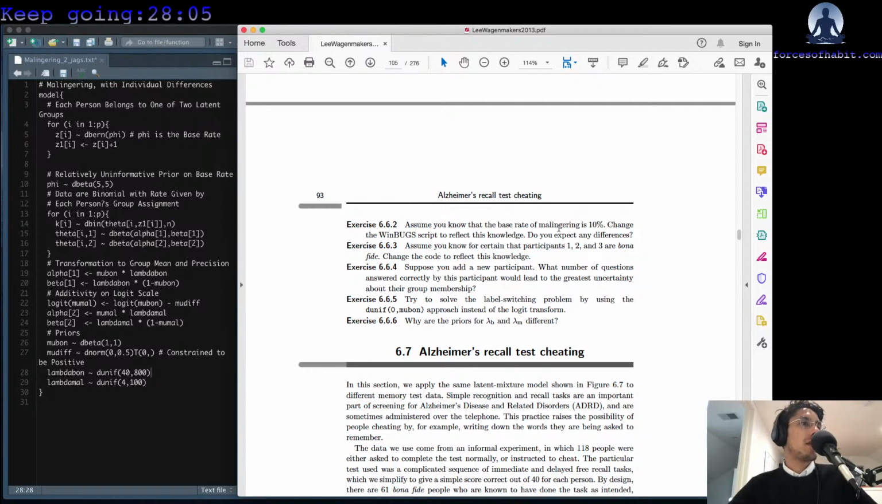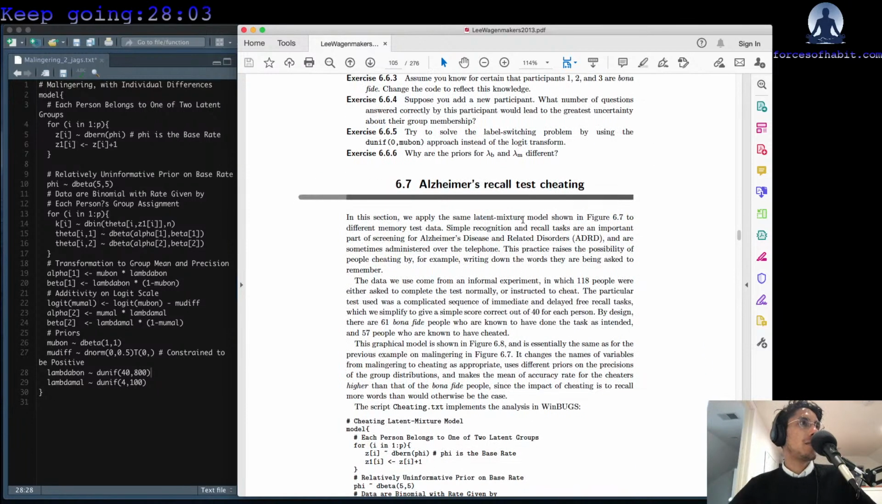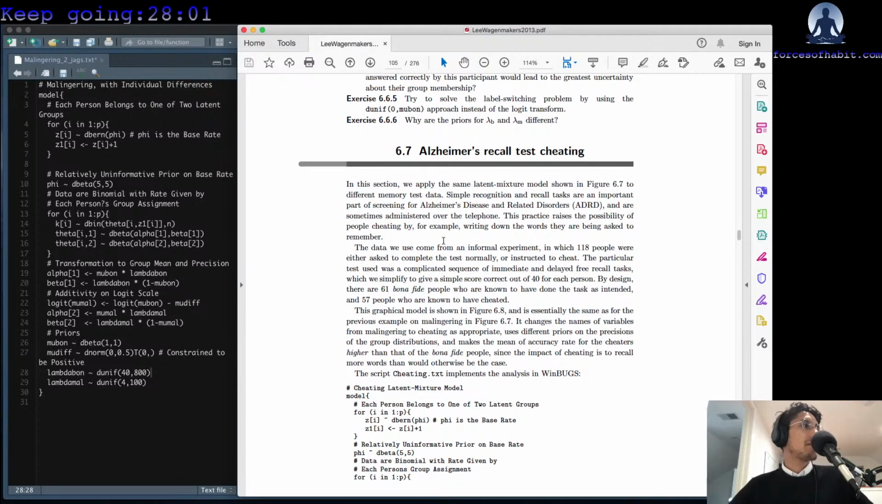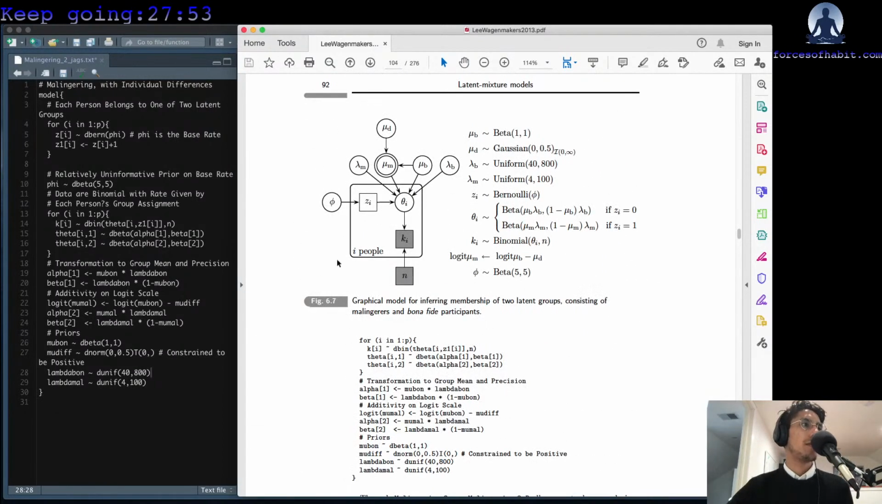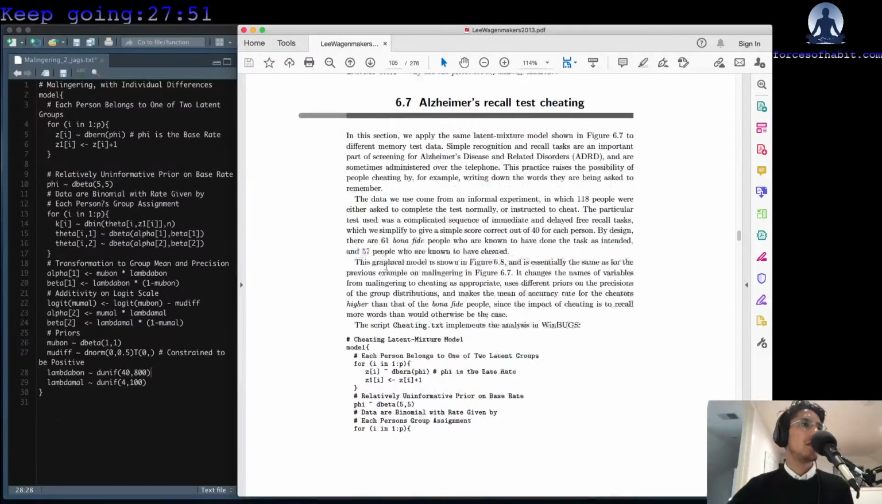Now we're going to apply this, it looks like, to Alzheimer's research. All right, in this section, we apply the same latent mixture model in 6.7 to different memory test data. Nice. So we're using this model we have that's supposed to identify bona fide and malingering, and we're going to apply it to people with Alzheimer's.